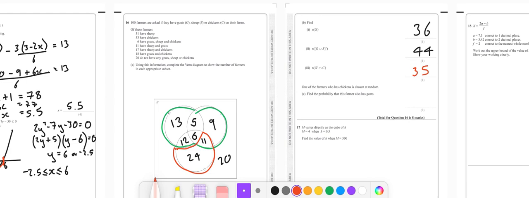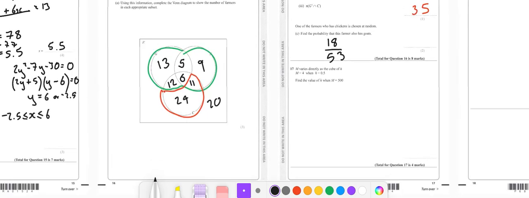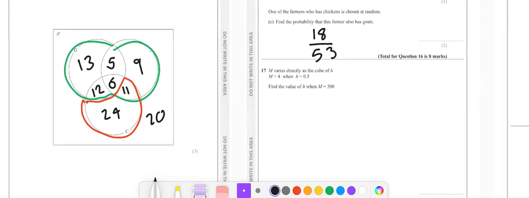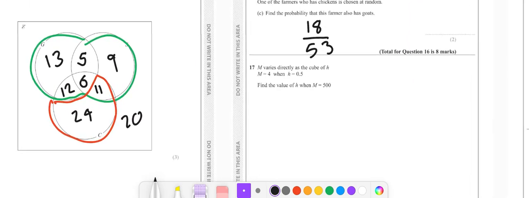One of the farmers who has chickens is chosen at random. Find the probability that this farmer also has goats. So they have chickens, so they're in this circle. Probably they also have goats. So goats is 18 out of 53, which doesn't simplify. So 18 out of 53.